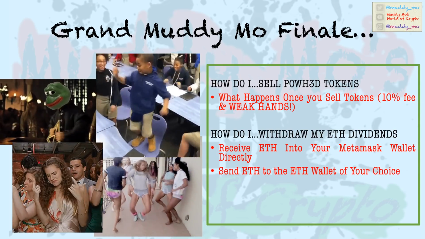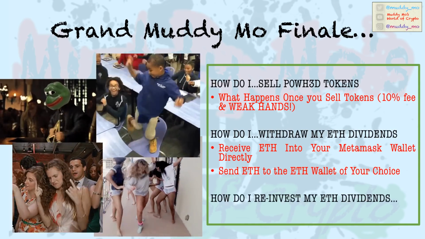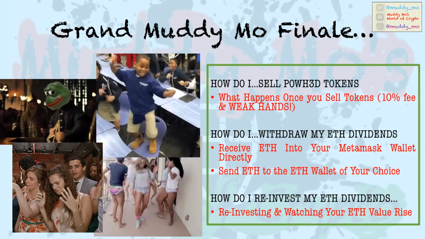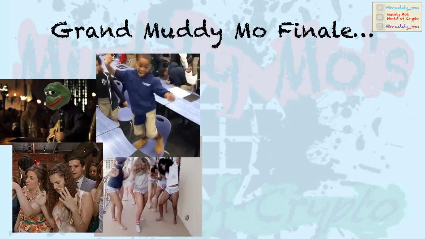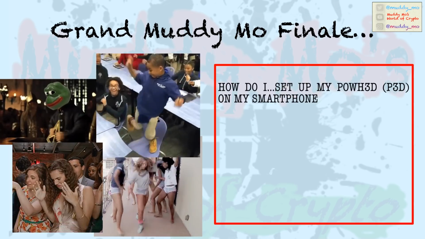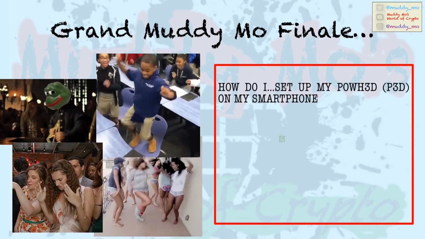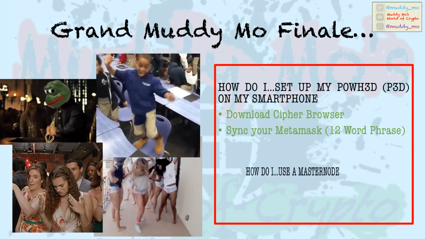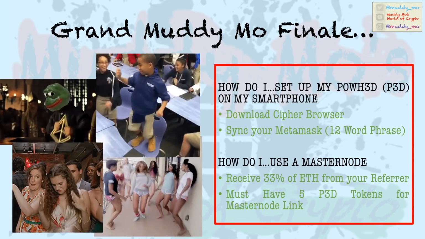Then we talked about how to withdraw your ETH dividends, all right? How to get that ETH and then put it in the wallet of your choice. And then we talked about how do I reinvest my ETH dividends? Oh, tokens, P3D tokens. Then we talked about how do I set my P3D up on my smartphone, all right? On Android and Apple phone, iPhone.